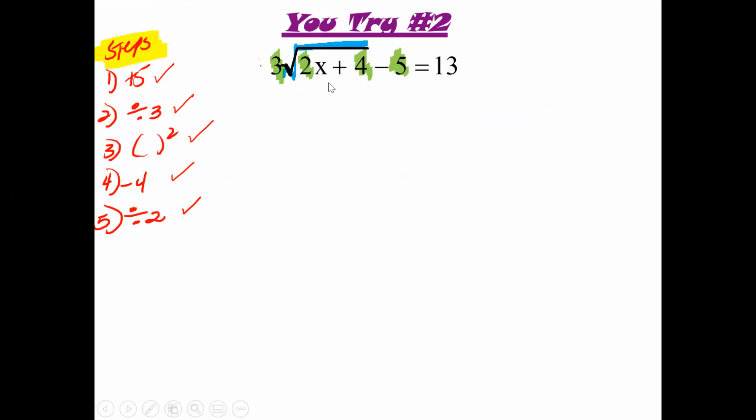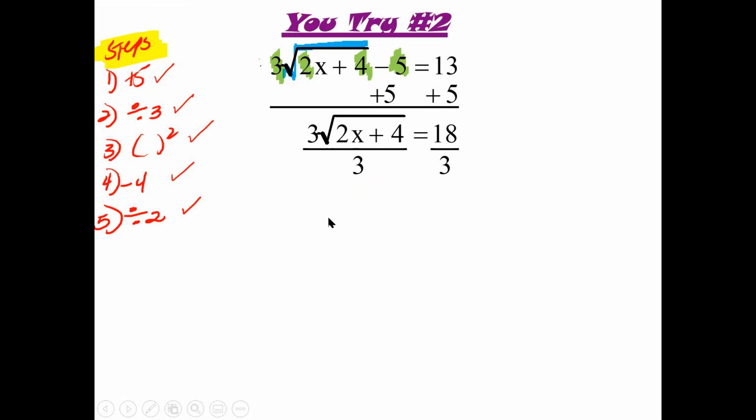All right, so let's get rid of that 5 first. So add the 5 on both sides. 13 plus 5 is 18. Step 2, divide by 3. 18 divided by 3 is going to give you a 6. And of course, your 3 cancels just like your 5.